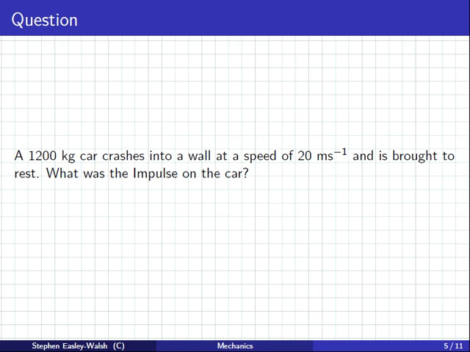So here's a simple enough question. I think you can do this quite easily. A 1,200 kilogram car crashes into a wall at a speed of 20 and is brought to rest. What was the impulse on the car? It should only take you a few seconds to calculate. So if you can calculate that.